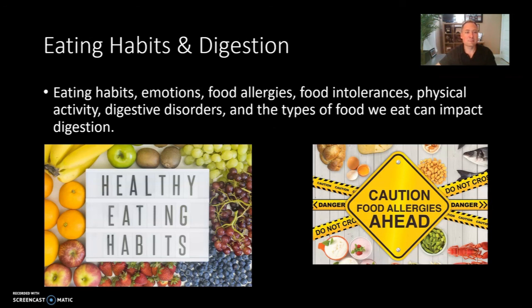So how are eating habits and digestion affected? Well, all of your eating habits, your emotions, any food allergies you have, any food intolerances, physical activity, digestive disorders, and just the types of food that we eat can impact your ability for quality digestion. So it's always good to have some caution and understand your habits.